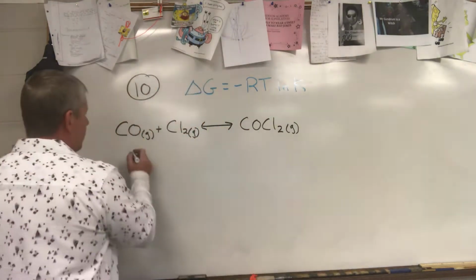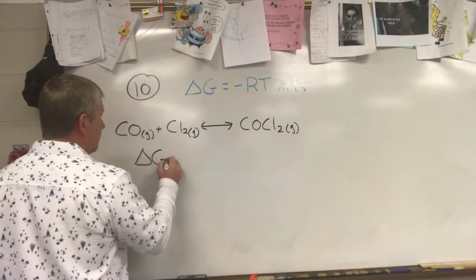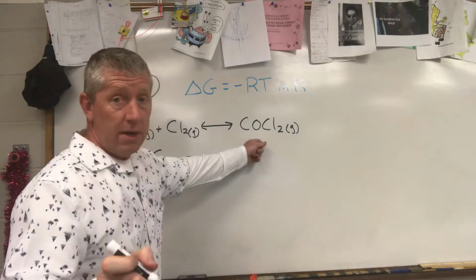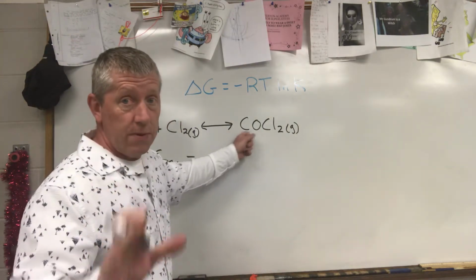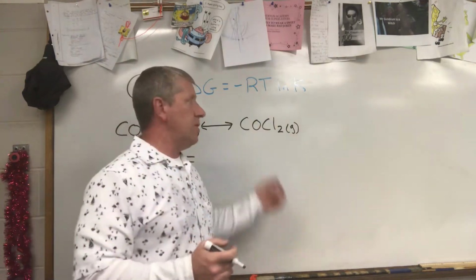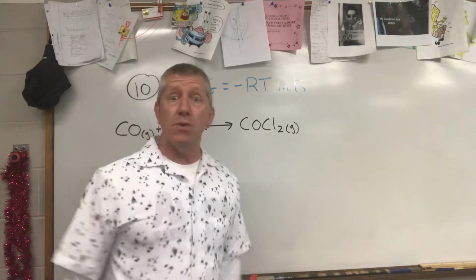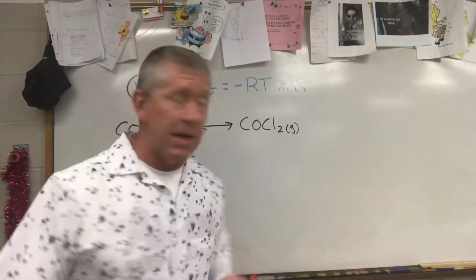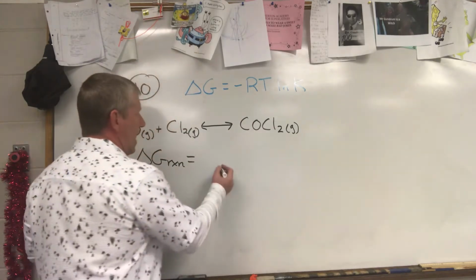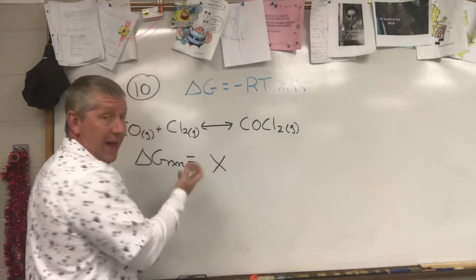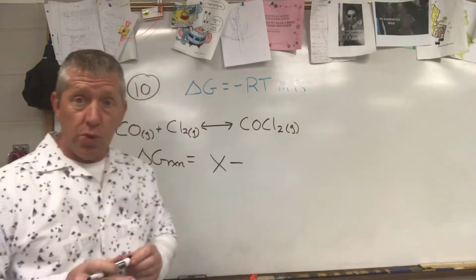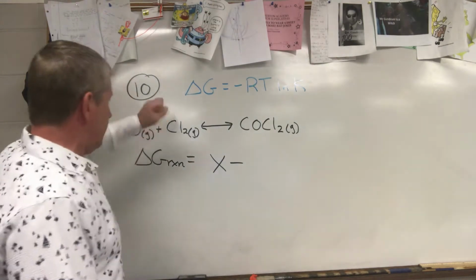I know that the delta G of a reaction is equal to the sum of the products. There's only one product here, and there are no coefficients in front. But wait a minute, I don't know what the delta G f of that is. In fact, that's what we're trying to find. Products before reactants, so the sum of the products, which is only one, X, I don't know what it is, minus the sum of the reactants. We have two reactants here, so let's add up their G values.